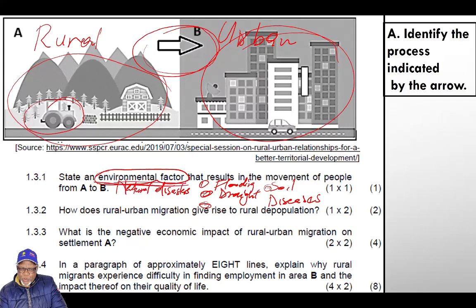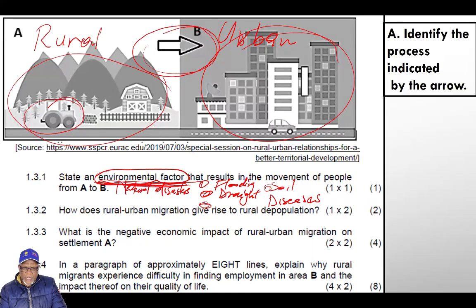You cannot talk about poverty. You cannot talk about unemployment. You cannot talk about anything that is not environmental, that is not physical. It has to be. You cannot talk about anything social.